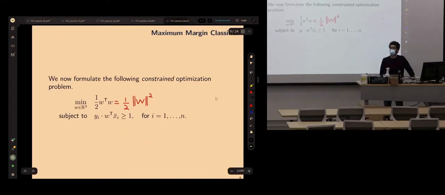There are other ways to formulate this problem. There are other types of classifiers. You can formulate other programs. This is basically the classic way of solving this problem.